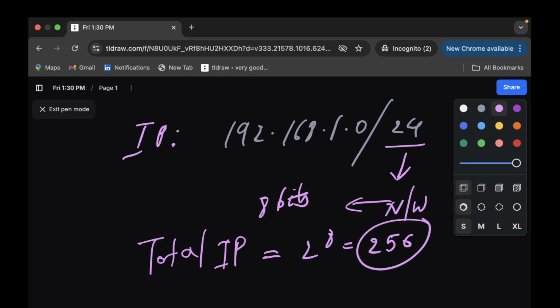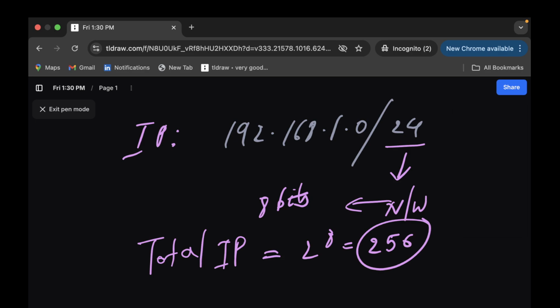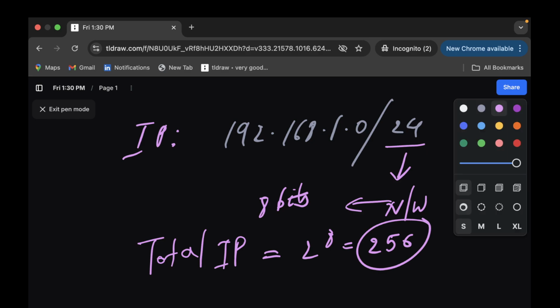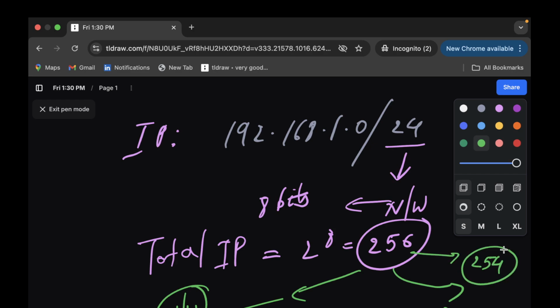Now there are two IP addresses out of this which we cannot use: the first one and the last one. Why? Because the first IP address always represents the network. As we said, there are two things that we need to identify. The first address represents the network, and the last address is my broadcast address. If I exclude these two addresses, then I'll have 254 addresses available to me.